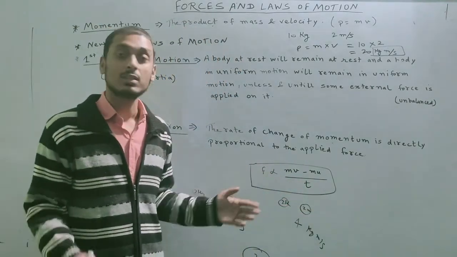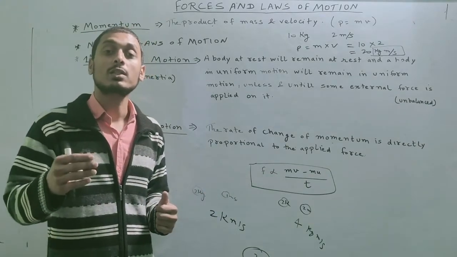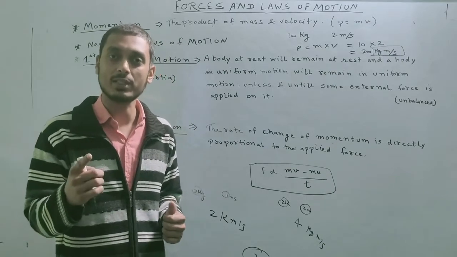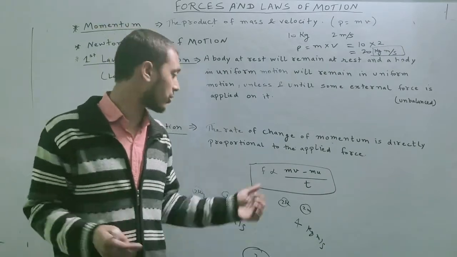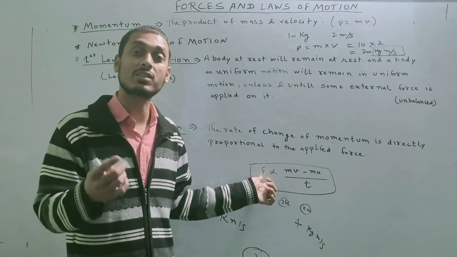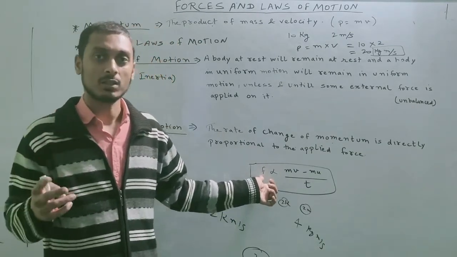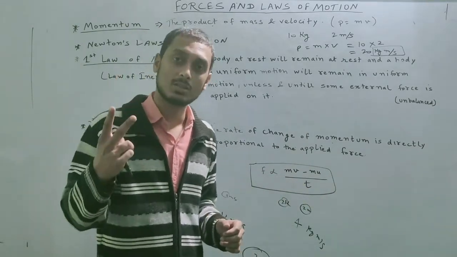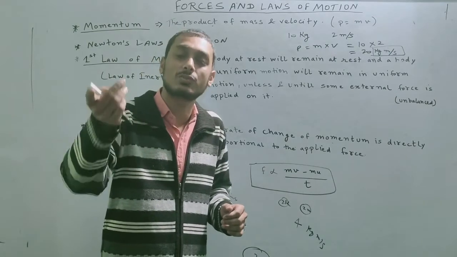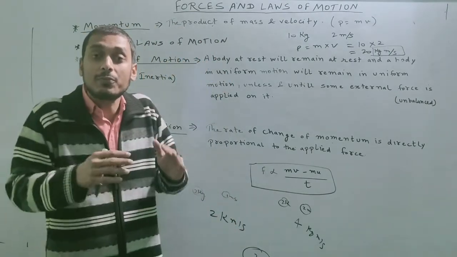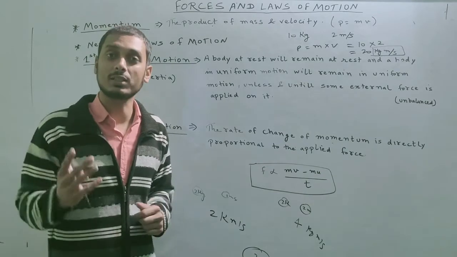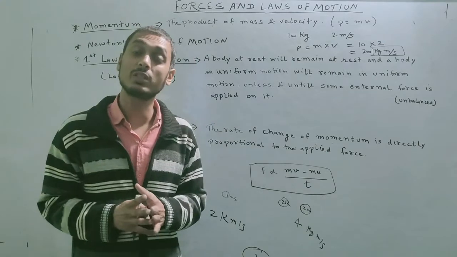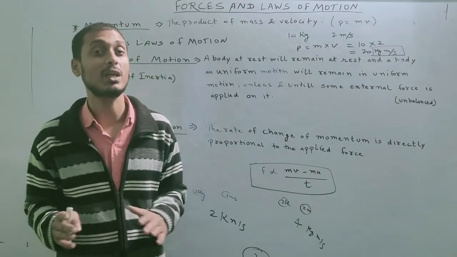It says that if we want to double the rate of change of momentum, we have to double the force. We have to increase the force by 2 times. It means if we want to increase the momentum by 2 times, then we have to increase the amount of force by 2 times. If we want to increase the momentum by 5 times, then according to this law, we have to increase the magnitude of the force by 5 times.